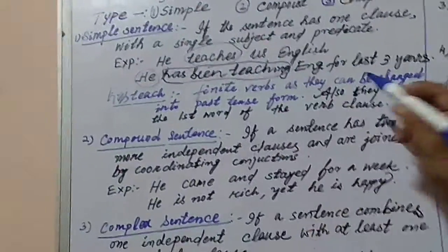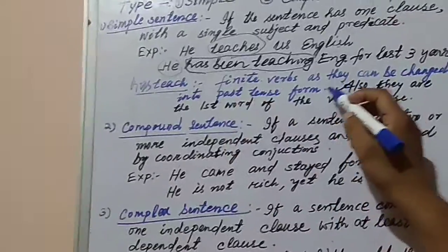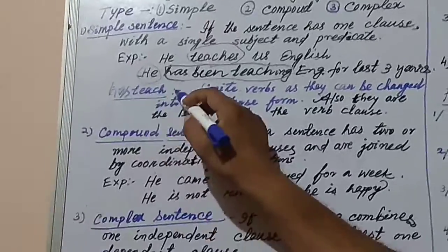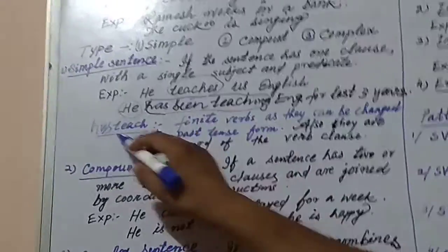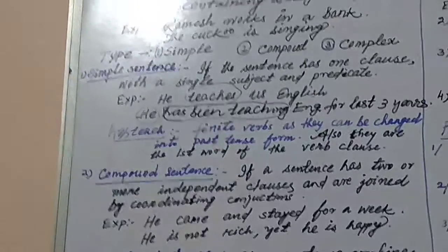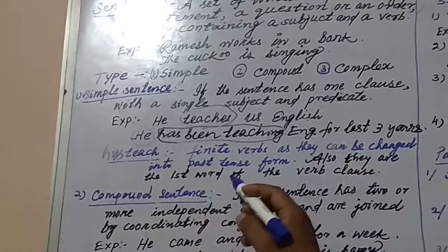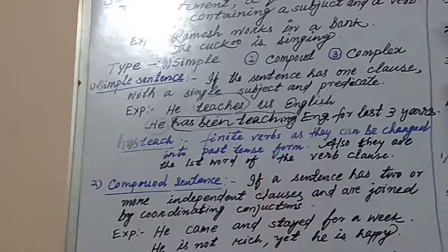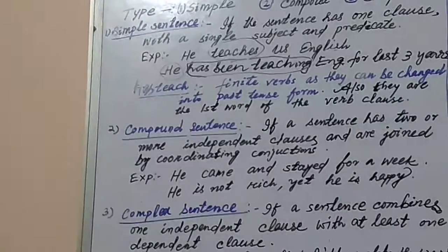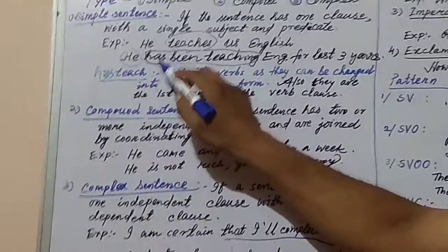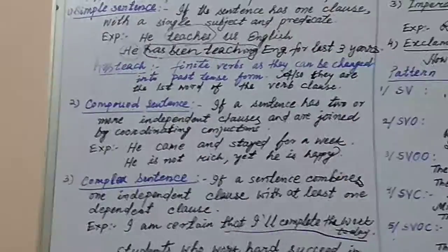Why finite verbs? Because they can be changed into past tense form. Has can be changed to had, as well as teach can be changed to taught. So has and teach both are finite verbs, and they are the first word of the verb clause. If you find the finite verb, that finite verb will be the first word of the verb clause. In has been teaching, the first word of the clause is has, the finite verb.